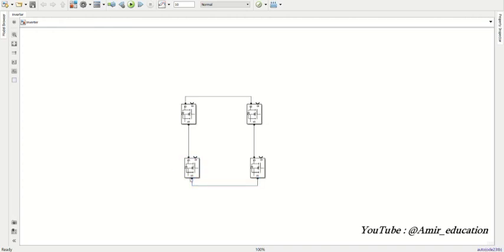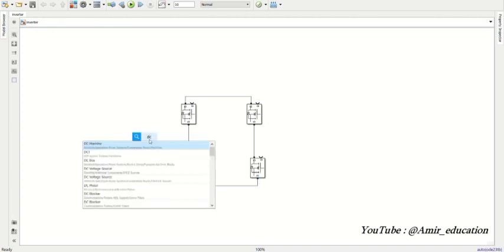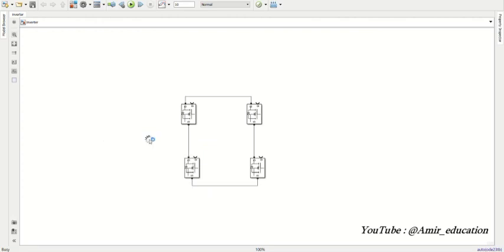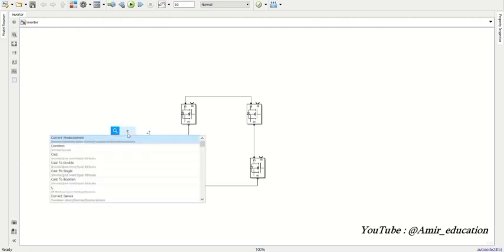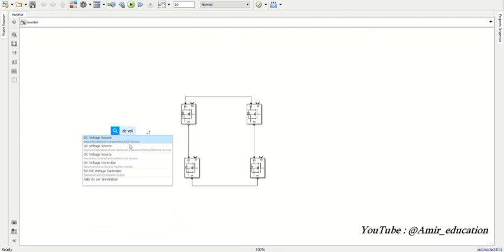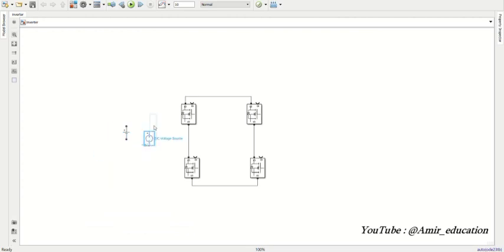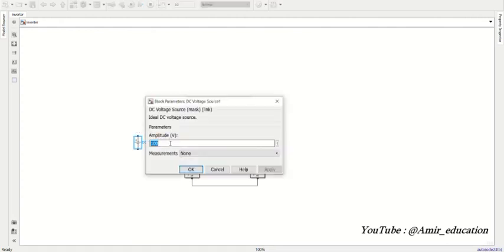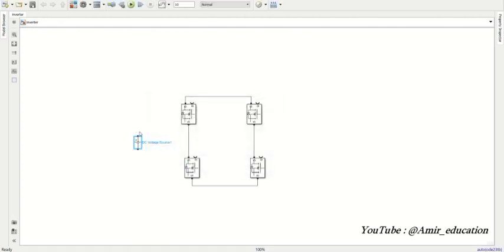I also need a DC voltage source. So let's add that too. Be careful about your library that you choose. I set its value to 500 volts.